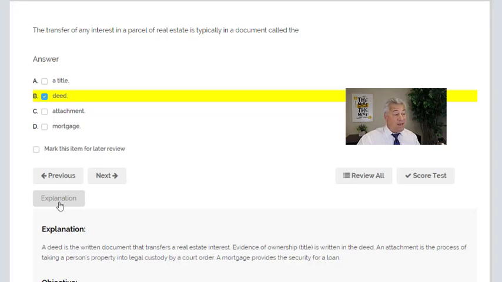Point being is, a deed is a written document that transfers real estate interest. We use the word title just to refer to ownership, but it's not an actual printed document. The deed is the document that we use to transfer ownership.